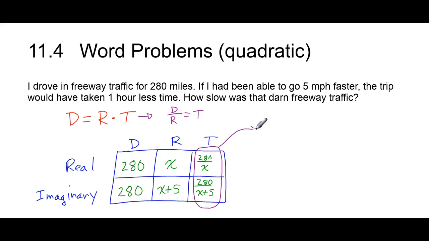So we're going to build the equation by talking about time. What do we know about these two times? Well, the real journey took some length of time, and the imaginary journey was less time. So whatever number this first number is, this number down here is supposed to be smaller. And it's supposed to be smaller by exactly 1 hour. So if you take the real journey's length of time, and you subtract 1 from it, you should get the imaginary journey's length of time.